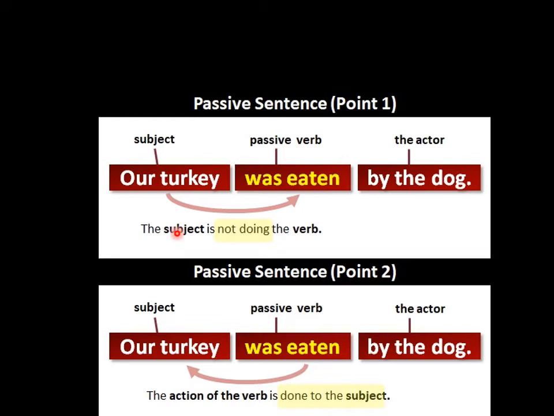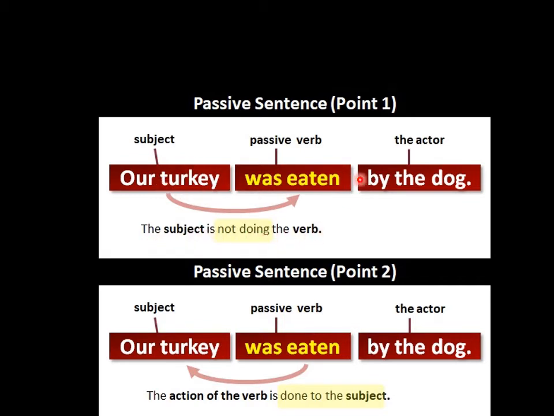Keep in mind, to form a passive sentence, you need to use a passive verb. Verb to be, acting as a helping verb, and the main verb. The subject is not doing the verb.